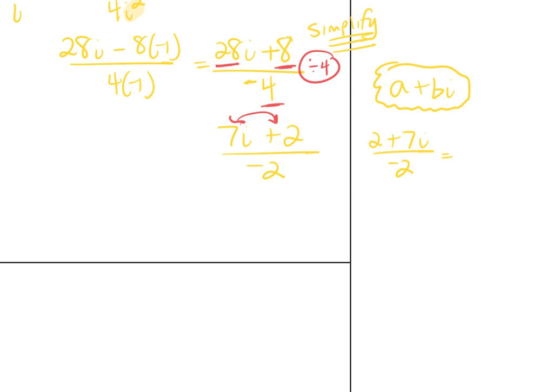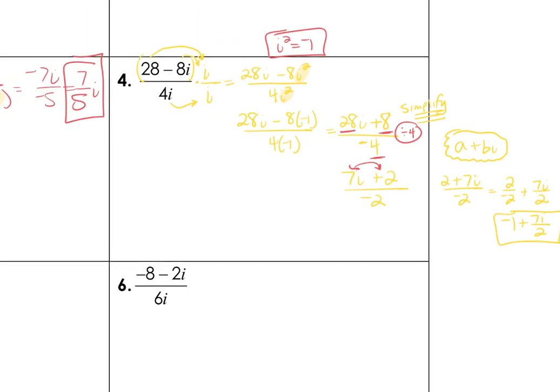And then sometimes they even break that fraction up. So 2 over negative 2, 7i over 2. 2 over negative 2 is negative 1. So this would be like the most simplified, real then imaginary. Okay. Let's try another one like this.